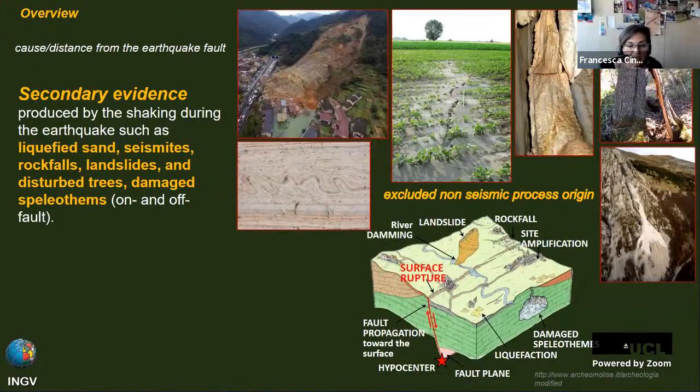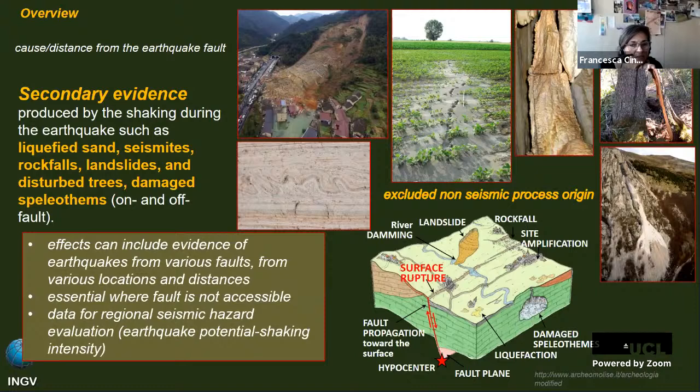Secondary evidence instead, first of all, we need to exclude non-seismic process origin. And then if excluded, they are produced by the shaking during the earthquake. And we have disturbed trees, damaged skeletons, liquefaction, rock falls, landslides. And this can occur both on fault and off fault.